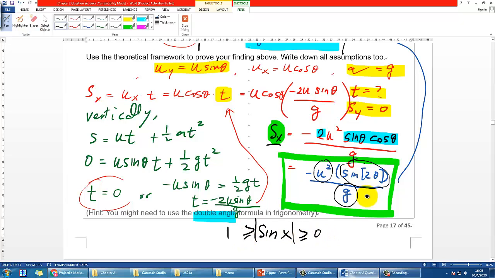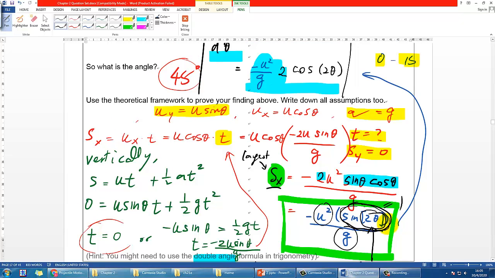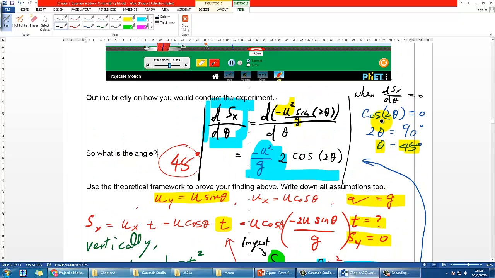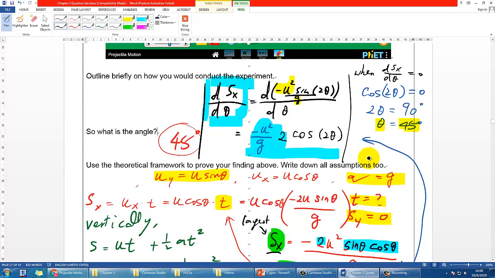Oh, I should write the equal sign as well. So what could it be to make the range the largest? That means you have to make the sine function here equal to 1. So it's the same idea: you need to make the angle inside, 2 theta here, to be 90 degrees. And so in that case, again, theta will be 45 degrees. So it's the same idea as what we did here, and that would not require any differentiation.